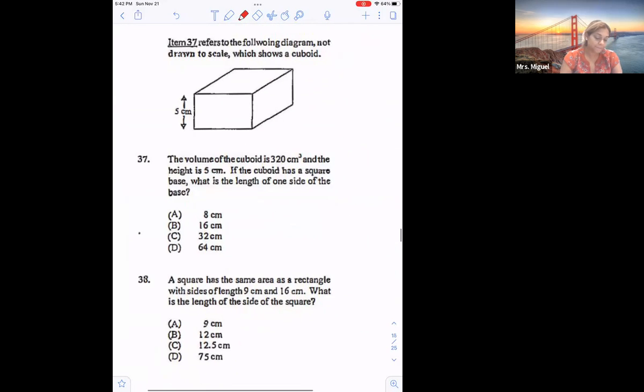Number 37, the volume of a cuboid. Volume of any solid is cross-sectional area by height. The volume is 320 and the height is 5.